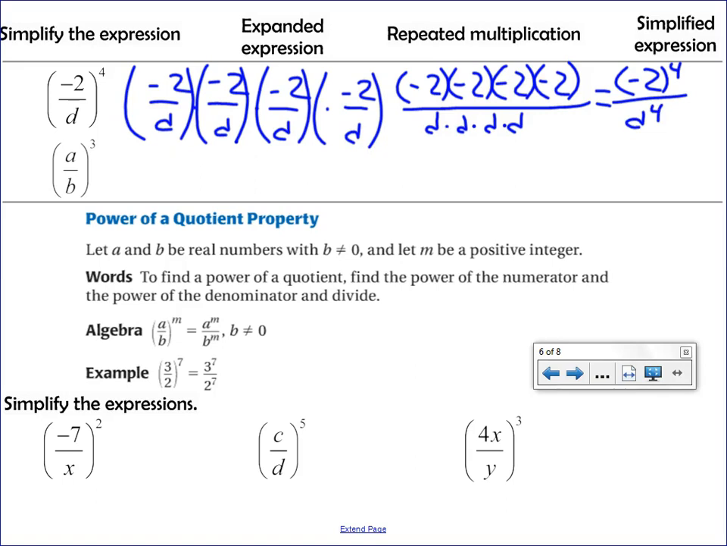A over b raised to the 3rd power is a over b times a over b times a over b. Multiply numerators together, you get a to the 3rd. Denominators, they get b to the 3rd. So hopefully you see that when we take the power of a quotient, we find the power of the numerator and then the power of the denominator. And then we divide.